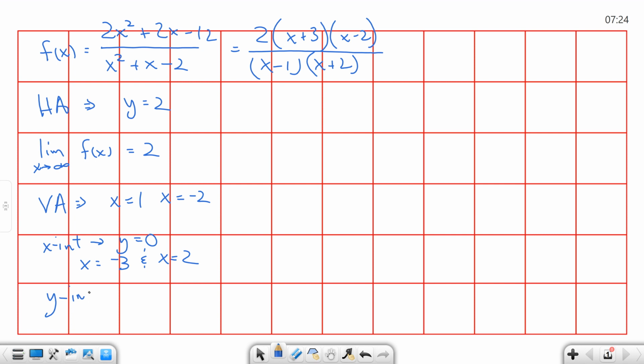Y-intercepts, staying with that same concept, y-intercepts happen when x equals 0. So when we plug 0 in for x, we would get on the top 2 times 3 times negative 2, which would be negative 12. And on the bottom, we would get negative 2, which gives us a y-intercept of 6.